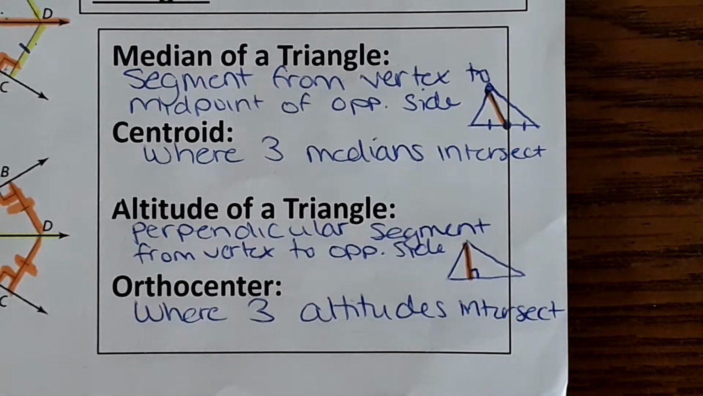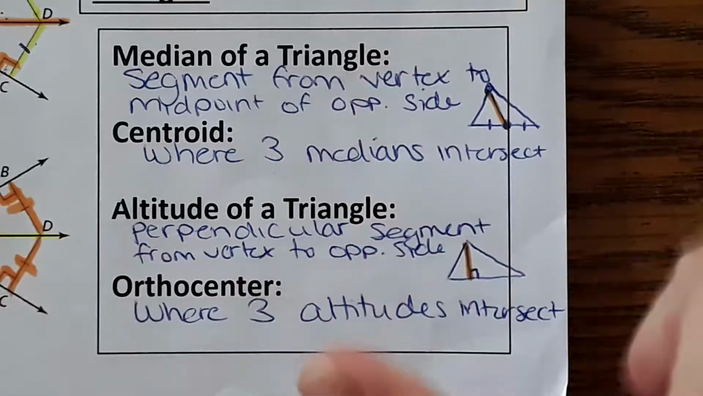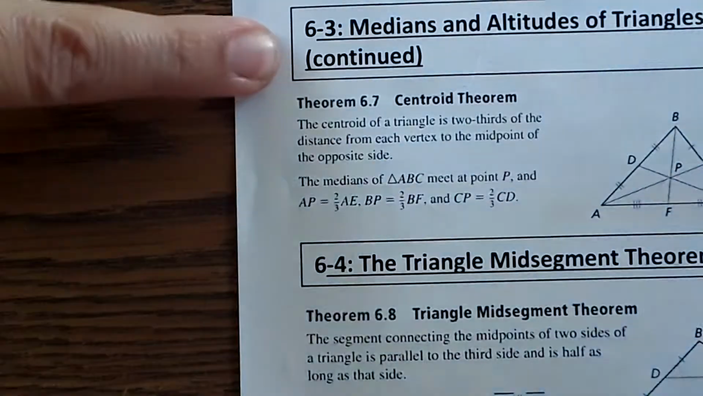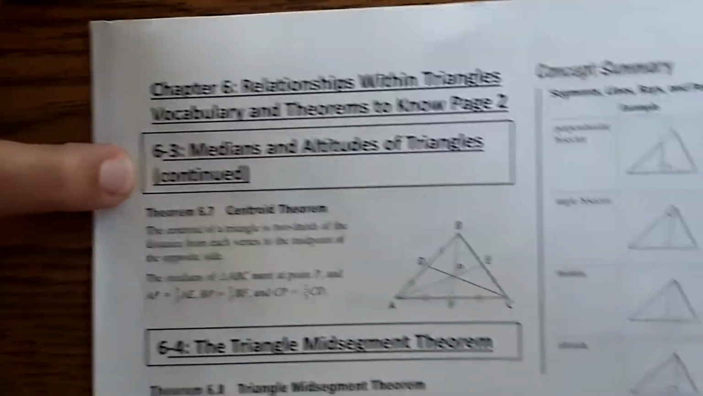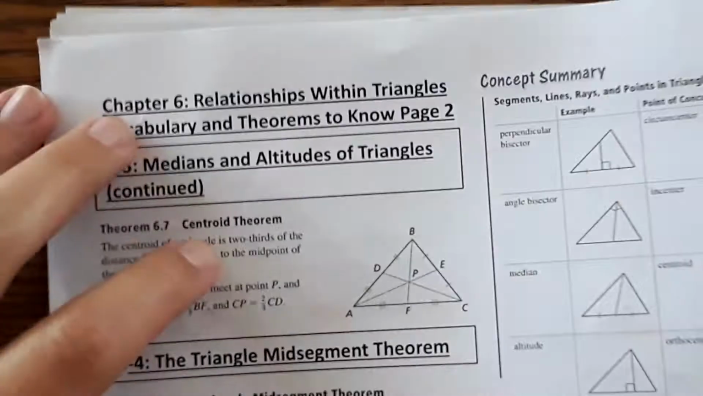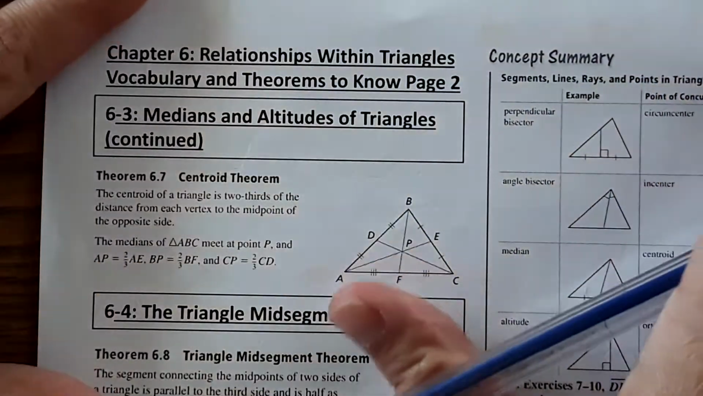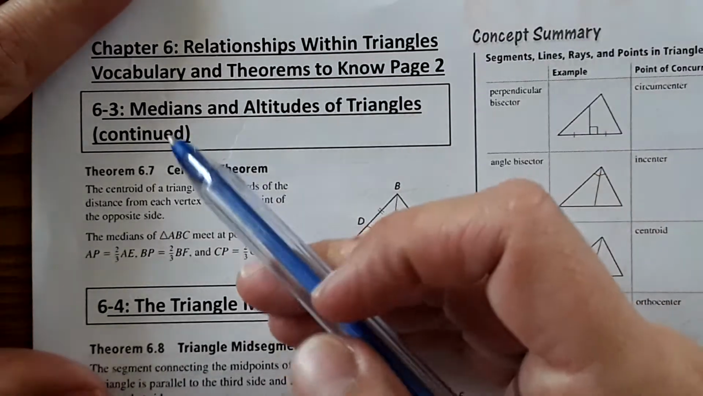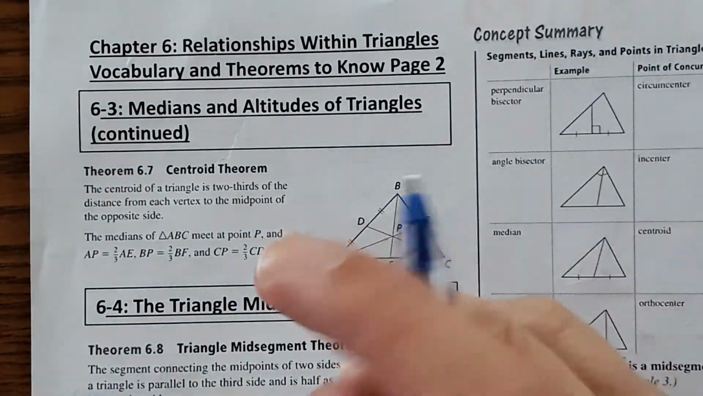Okay, so we're going to flip this over to the back of the notes. Just here, just the back of the note page. Okay, so 6-3 continued. We do have one theorem, and it's called the centroid theorem.